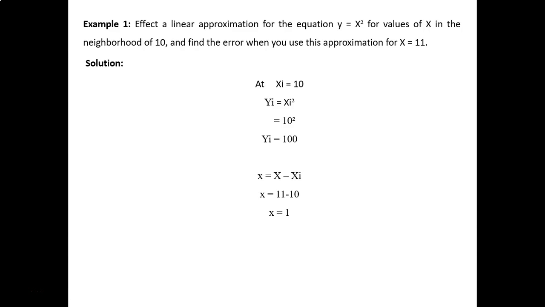Therefore, we will differentiate now y is equal to x square by using partial differentiation. Therefore, y is equal to yi plus 2 xi small x. This 2 xi small x equation we have already obtained in theory. Therefore, y is equal to 100 plus 2 into 10 into 1. Therefore, y is equal to 120. Therefore, this y is equal to 120 is nothing but the approximate value of y. And this yi is equal to 100 is nothing but the value of y at the reference point.